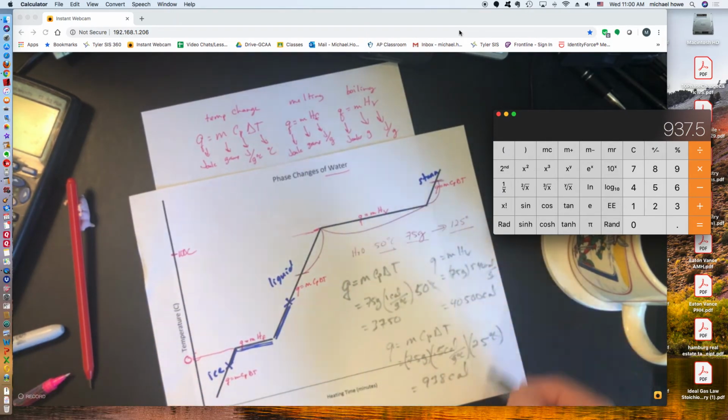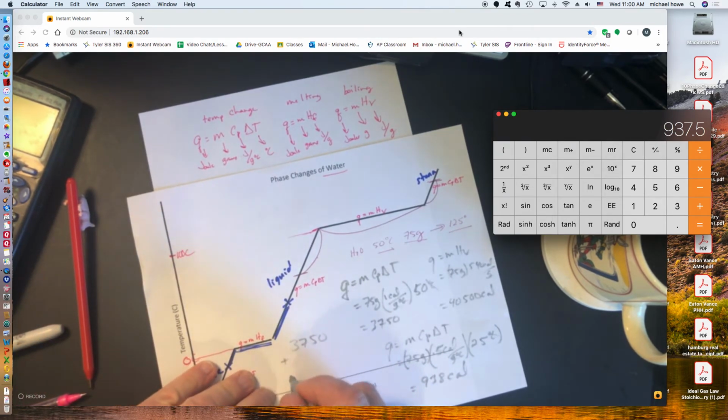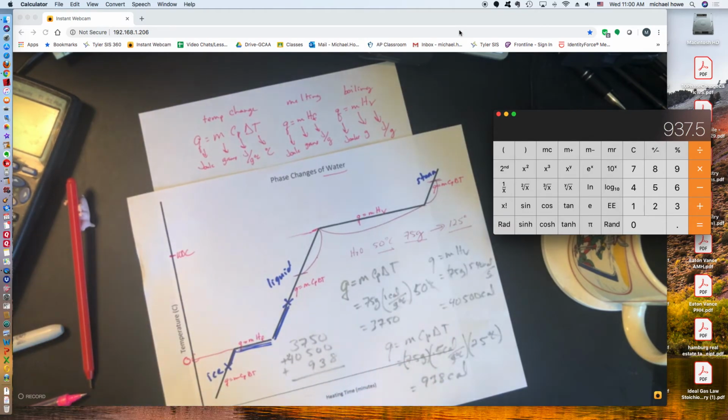Grams cancel. So now to find the total energy change, it is 3,750 plus 40,500 plus 938. If you add those together, the total energy change is 45,188. We'll just call it 45,200 calories. So that's how you do the multiple step problems.